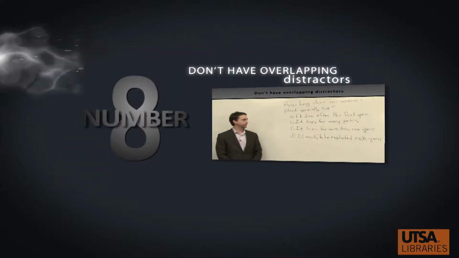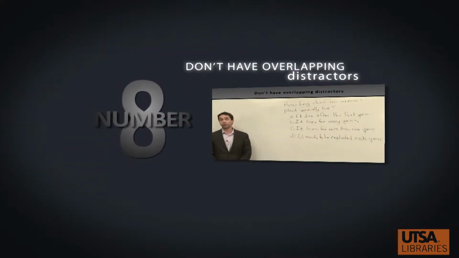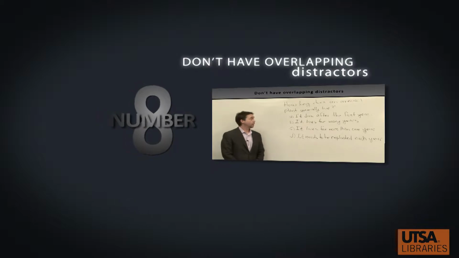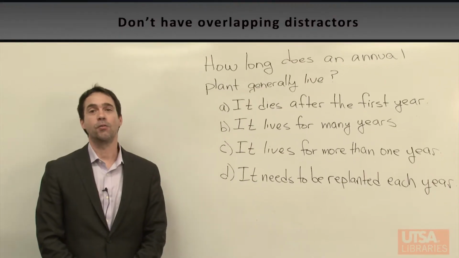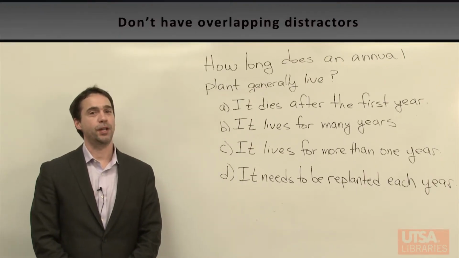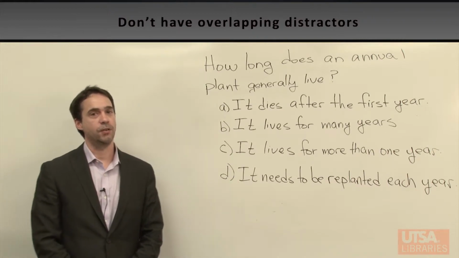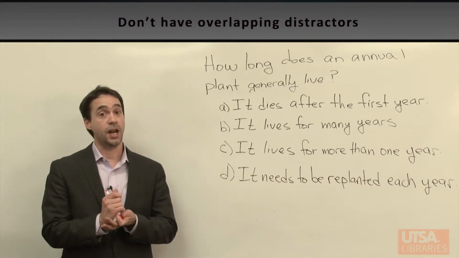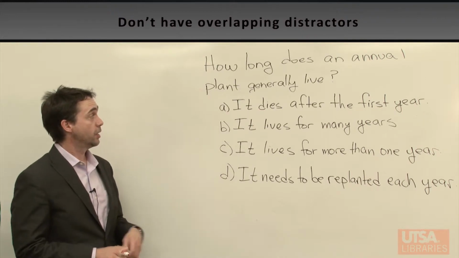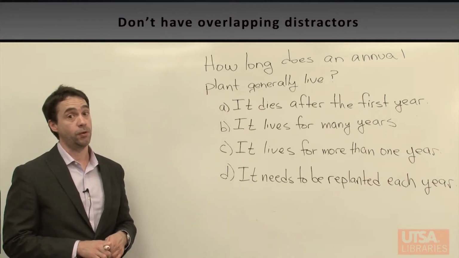The number 8 thing to keep in mind when creating a multiple choice question is don't have overlapping distractors. Don't use overlapping distractors. This is also a very common one among instructors, even though most of the research suggests that actually it doesn't make it any harder. So you have to be really careful not to have overlapping distractors.